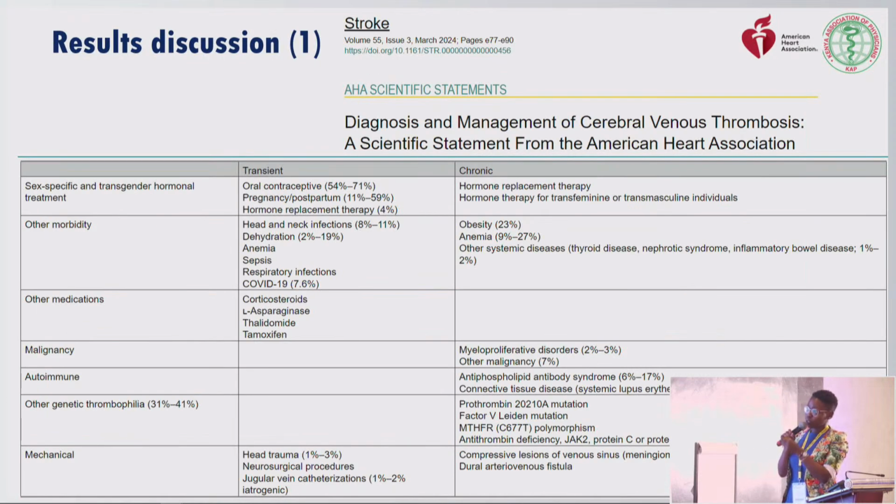When you compare to the AHA statement that was released, their commonest risk factor was oral contraceptives, at 54 to 71% of the female population. We only had 8.5% of our population. The other significant factor was pregnancy at 11 to 50%, and other causes. Infections were not that exciting at 8 to 11%.